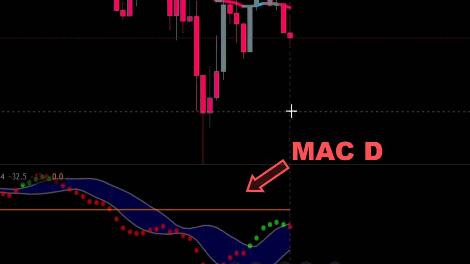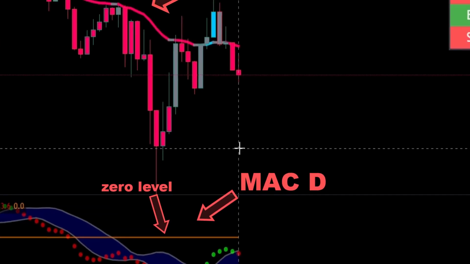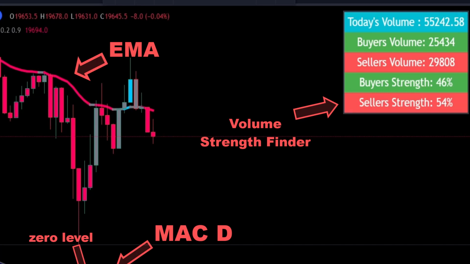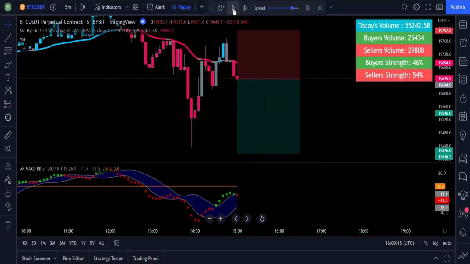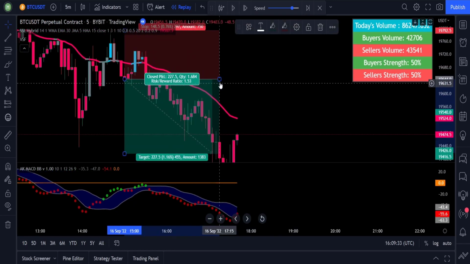Once we have this pullback, we're going to be waiting for the MACD to issue a new continuation sell signal. For that, a red circle must appear on the indicator, and most importantly, these circles should not touch across the zero level while they are being read. And the last condition we need for entering a sell trade is to have the seller strength above 50 at the time. So, we'll enter this trade here, and we'll set our stop loss either at the EMA line or at the recent swing high, and we're going to be targeting 1.5 times the risk. And you can see we have a profitable trade here.